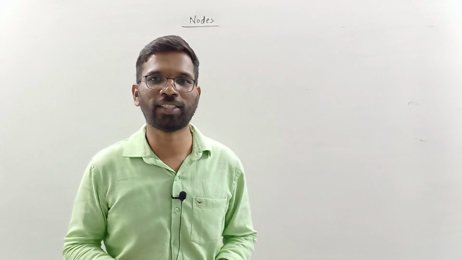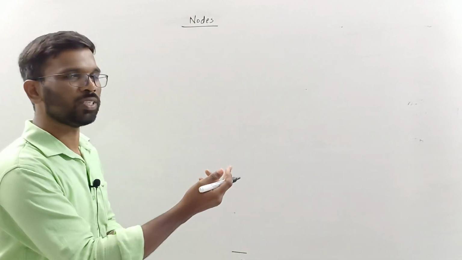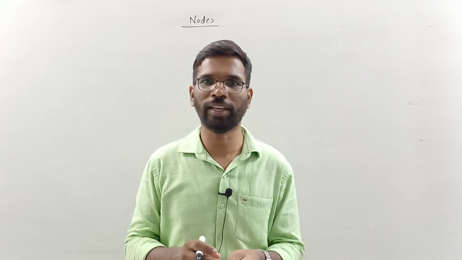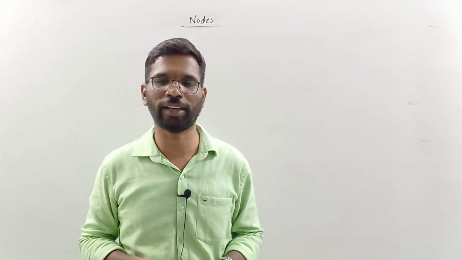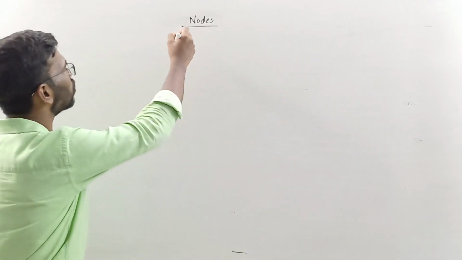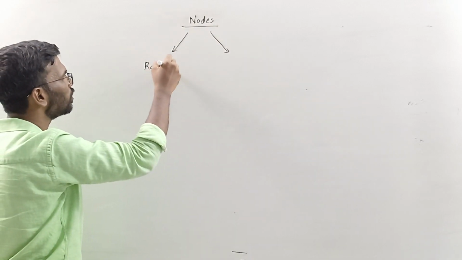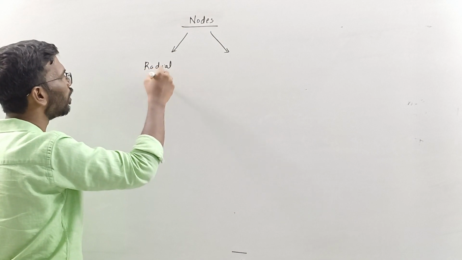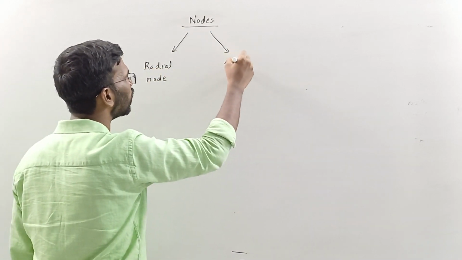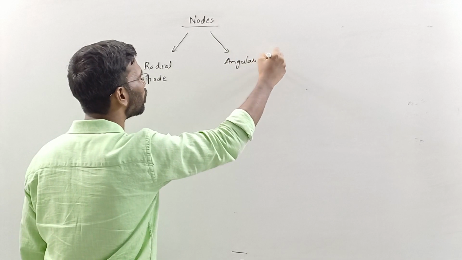Okay students, let's discuss the nodes. Nodes are the regions where the chances of finding the electron are zero. The probability of finding the electron is zero. So there are two kinds of node. Just note this down: one is a radial node and the other is an angular node.